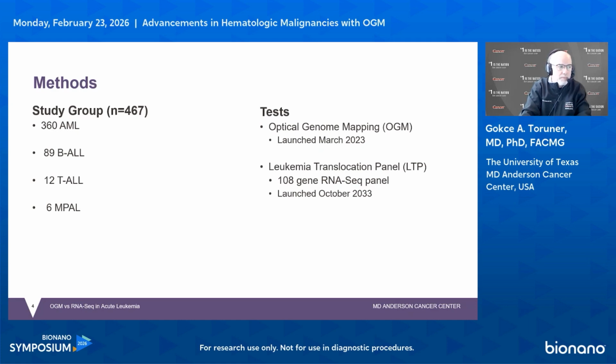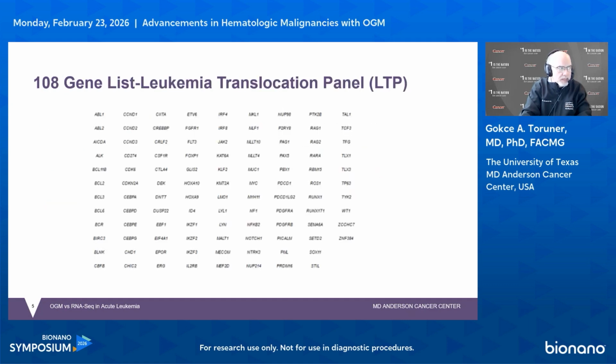And the test that we were comparing is optical genome mapping versus leukemia translocation panel. So leukemia translocation panel is a 100 gene in-house developed panel, and this is basically Archer chemistry. So the underlying basis for this test is if one of these 108 genes are involved, then the chimeric fusion transcripts would be detected. That's the idea.